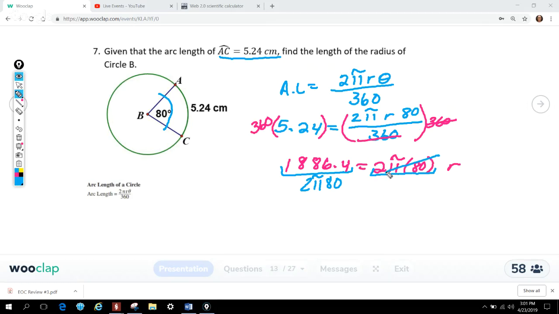So I'm going to cross this out because in 2 pi 80, 2 divided by 2 is 1, pi divided by pi is 1, and 80 divided by 80 is 1. Then in my calculator, I'm going to type in 1886.4, divide that by 2 equals, divided by pi equals, and then divide it by 80 equals, and I'm left with 3.75 for my radius.